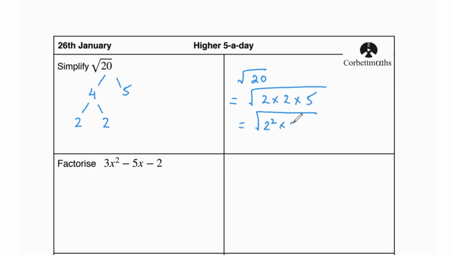So 2 squared times 5, we know the square root of a square number is the number itself. So 2 will come outside and 5 will remain inside. So that's the simplification of root 20.